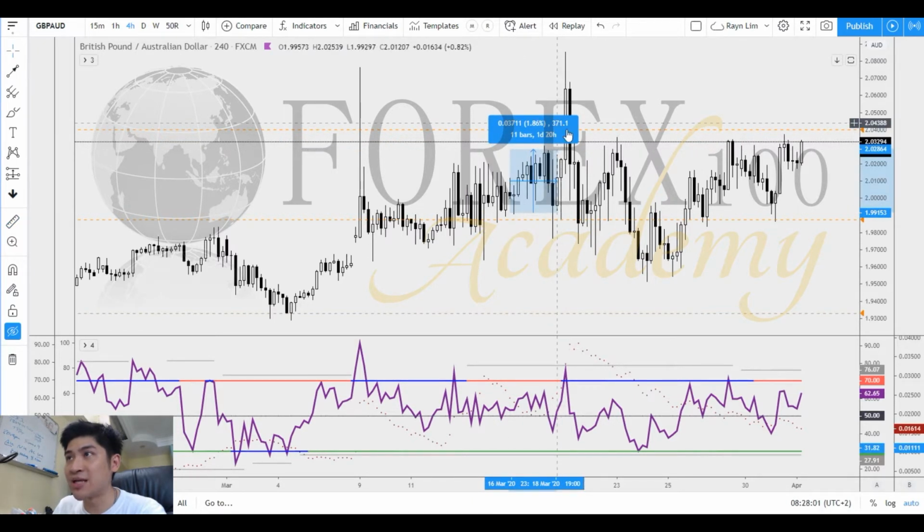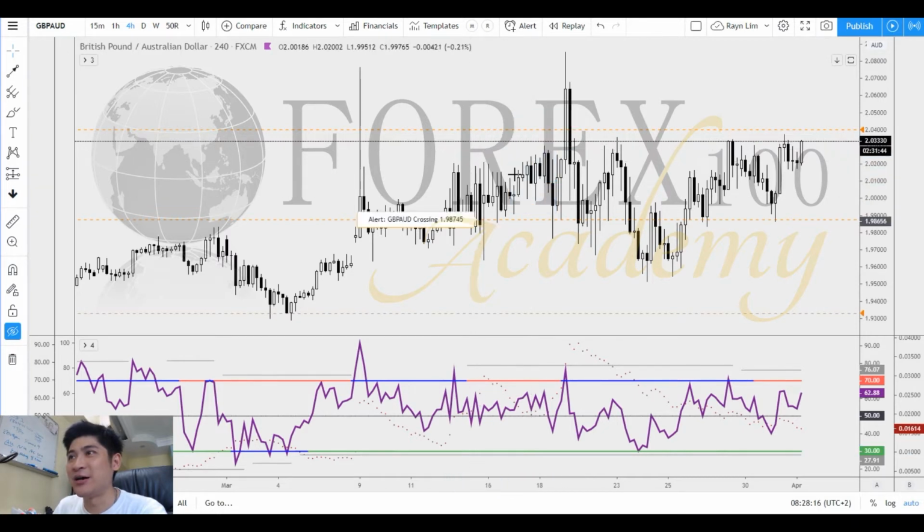Look at this number, 371. 371 is 371 pips. One pip is equivalent to $10, so 371 pips is 3,710 US dollars if you trade one standard contract. If you trade more than that, it's more than that. Alright, so it's quite a big move, and for traders who are confident, you can even trade the opposite direction.